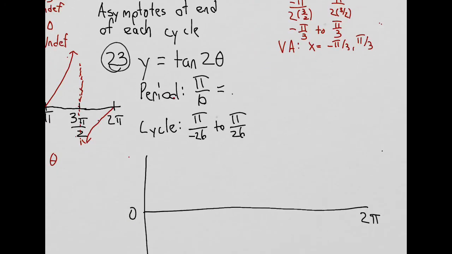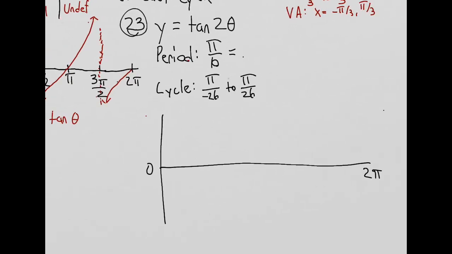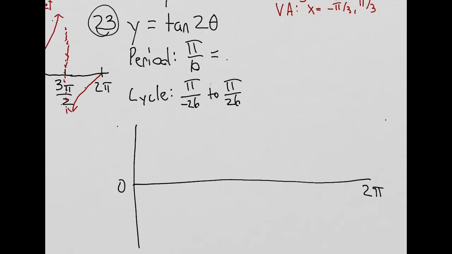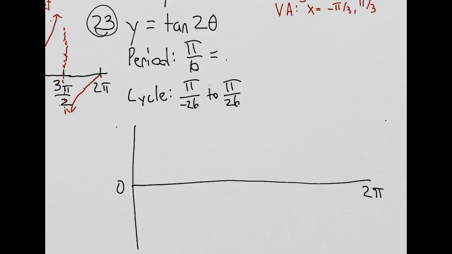Okay, let's look at 23 now. Now this one, we actually want to sketch a graph. So before we get started, let's find the period and our cycle. Okay, so this one's pretty straightforward. Y equals tangent of 2 theta. Well, that means b is 2. So my period is going to be pi over 2. And the cycle here, easy enough, it's going to be pi over, well, negative 2 times 2 is negative 4.